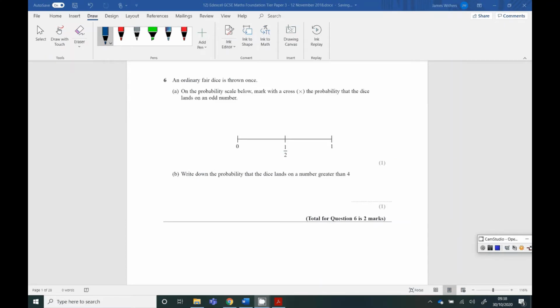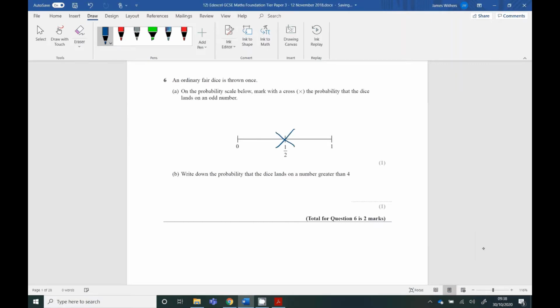Question 6. So on the probability scale below, mark with a cross the probability the dice will land on an odd number, and it's a fair dice. Well, we've got 3 odd numbers on a dice, haven't we? 1, 3 and 5. So that's 3 out of 6, which is a half.